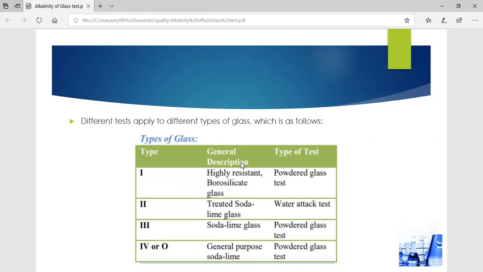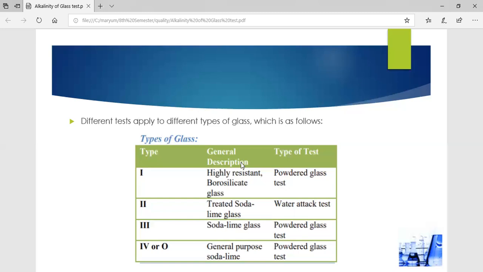The test we perform on this type of glass is the powdered glass test, which means we powder the glass and perform titration to test the bases present in the glass with the help of an acid, 0.02 N H2SO4 solution. That determines the concentration, the equivalents per liter, of the base present in the glass. The second test is for treated soda lime glass.